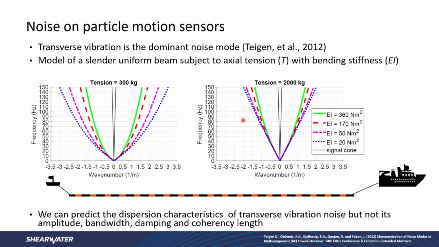And comparing the left and right-hand side, we can also see that the stiff, solid streamer types vary very little with tension, while the ones with smaller bending stiffness have an increased wave number range one needs to cover when considering sampling this noise or designing a suitable group. The theory can predict the dispersion characteristics of the transverse vibration noise, but it gives unfortunately no information about the amplitude, the bandwidth, dampening, and the coherency lengths.